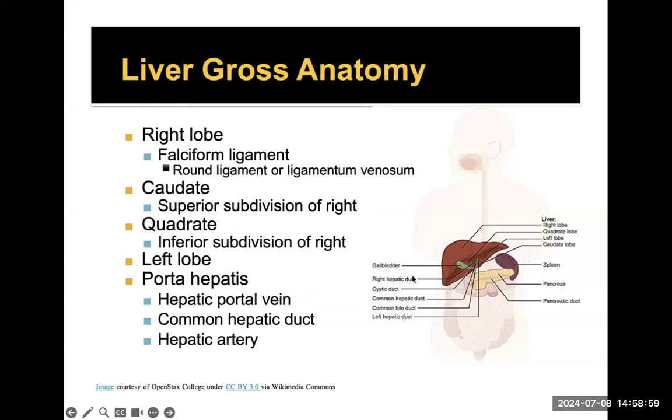So the gross anatomy of the liver, you've got the right lobe and the left lobe. So this side is the left side of the body, so this would be the left lobe, the right lobe. You have the caudate, which is the superior subdivision of the right lobe, and then the quadrate, which is the inferior subdivision of the right lobe, the left lobe itself, and then the porta hepatis, which is going to include the hepatic portal vein or HPV, the common hepatic duct in here, and then the hepatic artery right in there.